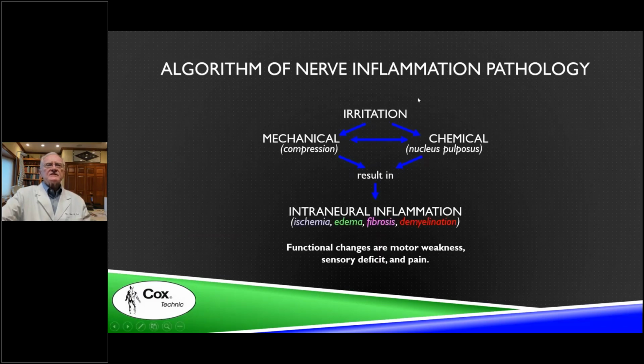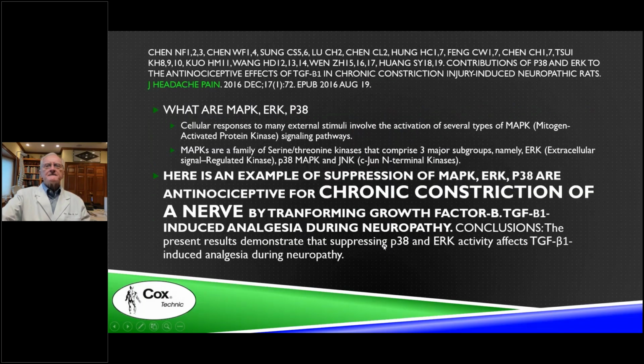So in essence, two things cause the conditions you and I see. One, mechanical compression. Second, nuclear material inflammation. Both of them cause intraneural inflammation. The first finding, at about 20 millimeters of compression, is ischemic hypoxia. We increase that, we develop intraneural edema. If that isn't reversed, we develop fibrosis. And if that isn't reversed, we even develop demyelination of nerves. All of these are followed with motor weakness, sensory deficit, and pain.